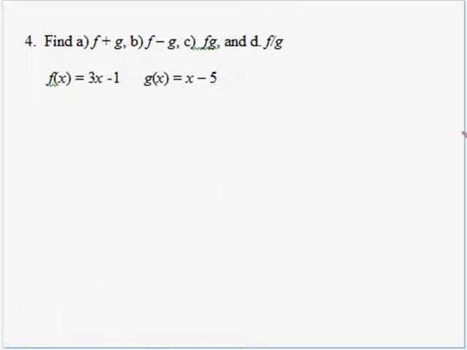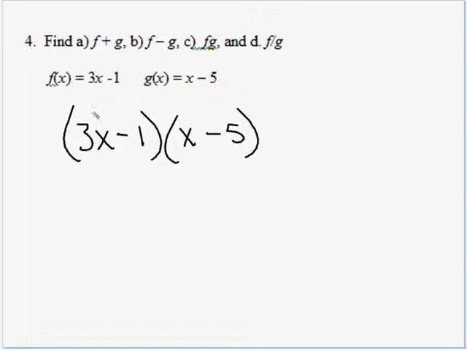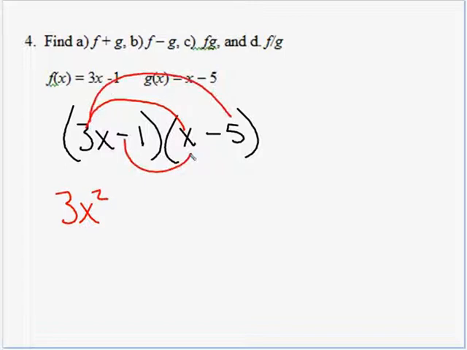Multiply. We want to multiply the two functions. 3x minus 1 and an x minus 5. So we got to FOIL this out. First times first, 3x squared. Our outers will be minus 15x and a minus 1x with the inners, so that adds up to a minus 16x. And then a minus 1 and a minus 5 multiply to a positive 5. And there's our product, f times g of x.